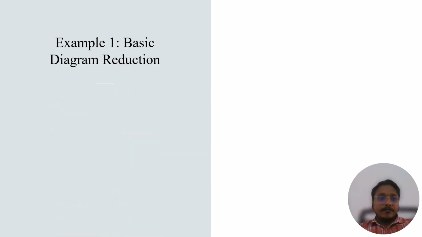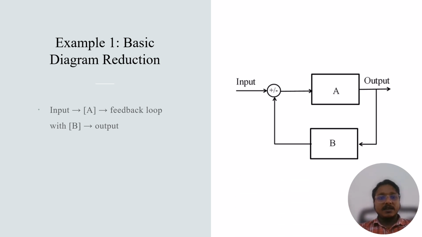Okay. So example one. Basic block diagram reduction. Let's say the input is A and after that the feedback loop with B and the output. That's it. There is nothing else. If I draw that in the block diagram, it is the same. So A and B and nothing else. As I already stated, sometimes people will give it in a theoretical way and sometimes in a math representation way also. However it is given, you need to understand what exactly they meant.